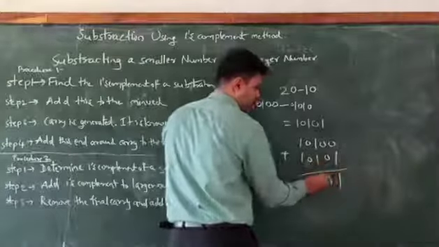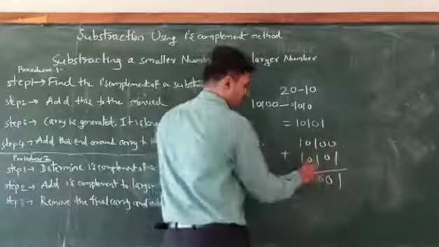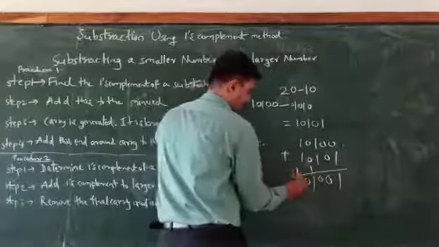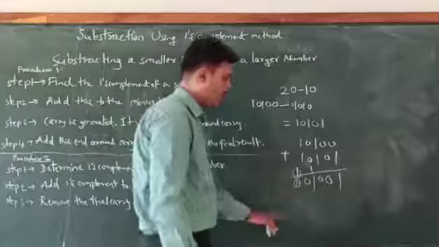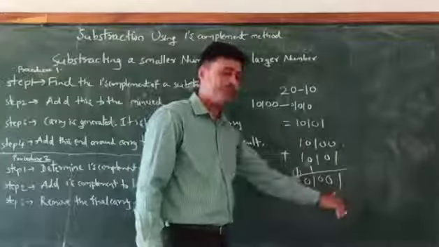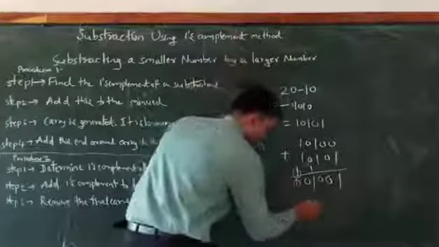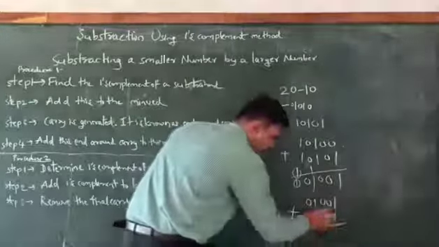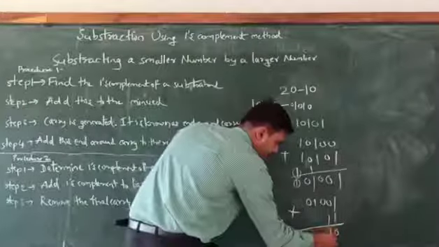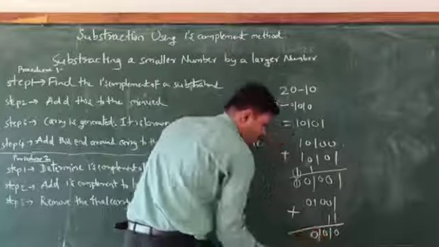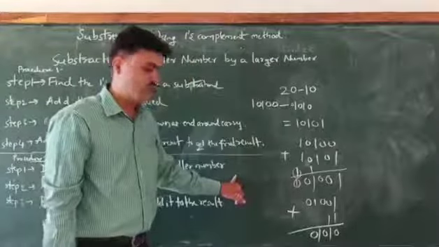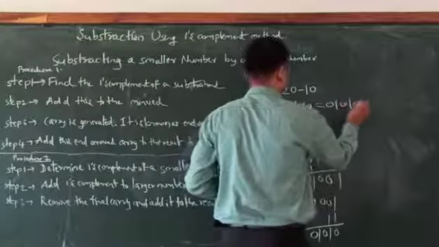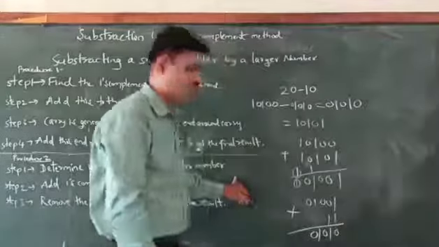Adding: 0 plus 1 is 1, 0 plus 0 is 0, 1 plus 1 is 0 carry 1, 0 plus 1 is 1, 1 plus 1 is 0 carry 1. Carry is generated here, so we are adding this carry to the result, that is 0 1 0 0 1, plus carry: 1 plus 1 is 0, carry 1. Answer is 0 1 0 1 0.